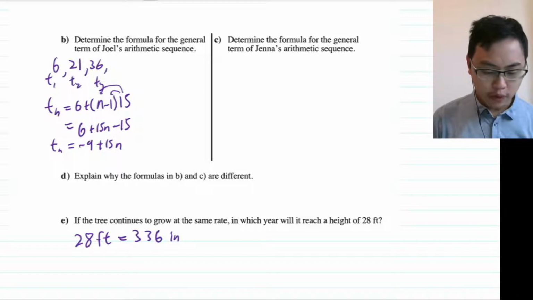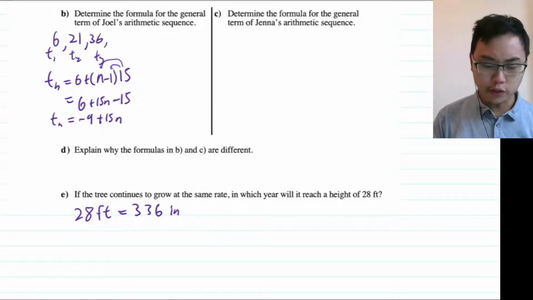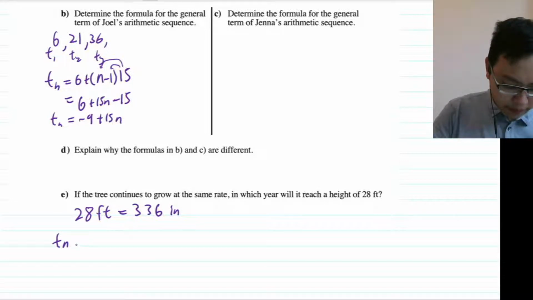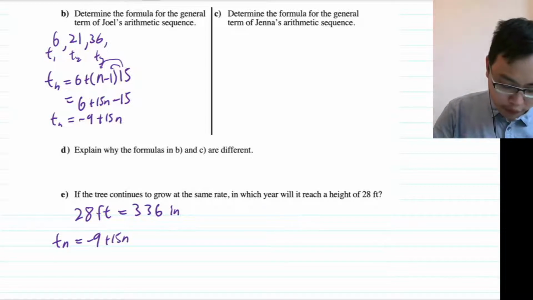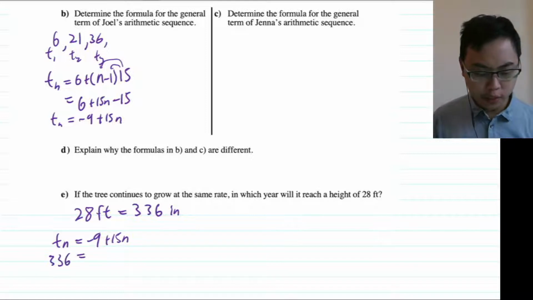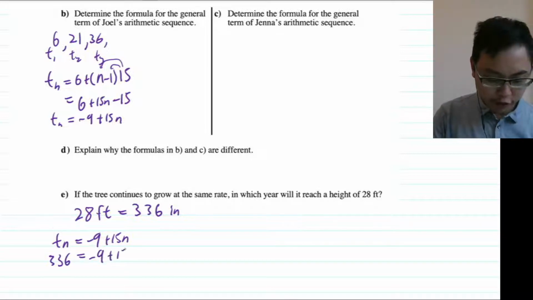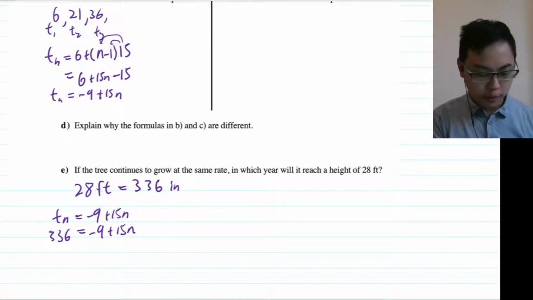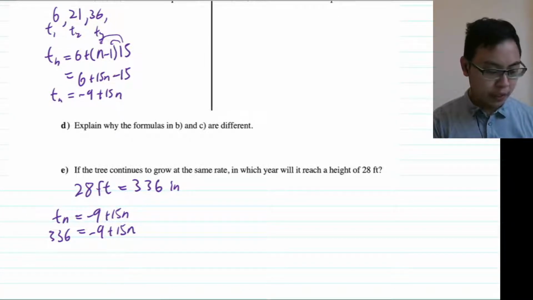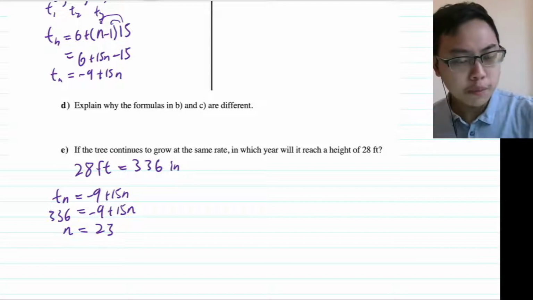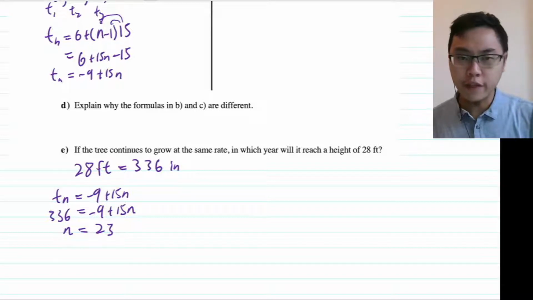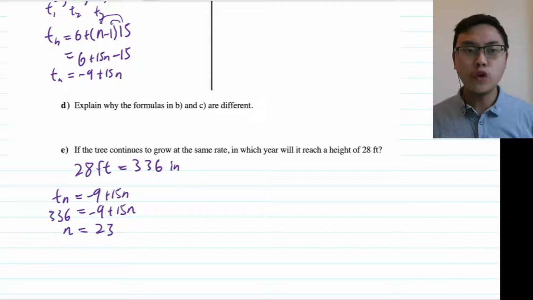So we want to work out which term we would get 336. We're going to substitute 336 into Tn. Tn is equal to negative 9 plus 15n, and we put 336 in. So 336 is equal to negative 9 plus 15n. Then let's do a little bit of algebra. 336 plus 9, and then divide by 15, and we get n is equal to 23. Just because we figured out what n is, that is the nth term, it doesn't mean that we know which year it is.